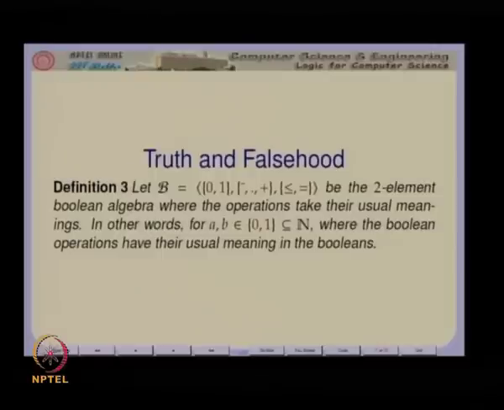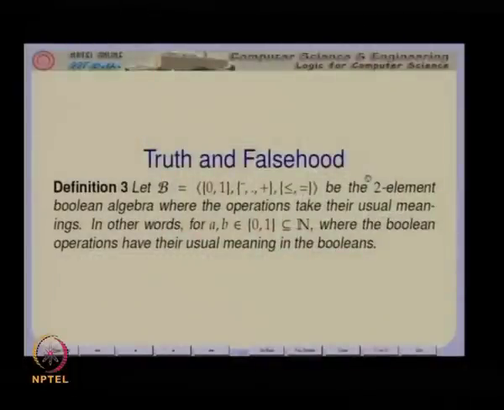You can regard it as being embedded within the natural numbers, or you can regard it as being separate from the natural numbers. Either way, our semantics will all be specified in terms of this Boolean algebra. And this Boolean algebra, I have also defined in some peculiar fashion. There is this inverse operation, this product operation, and this summation operation. And then there are these two relations, less than or equal to and equal to.